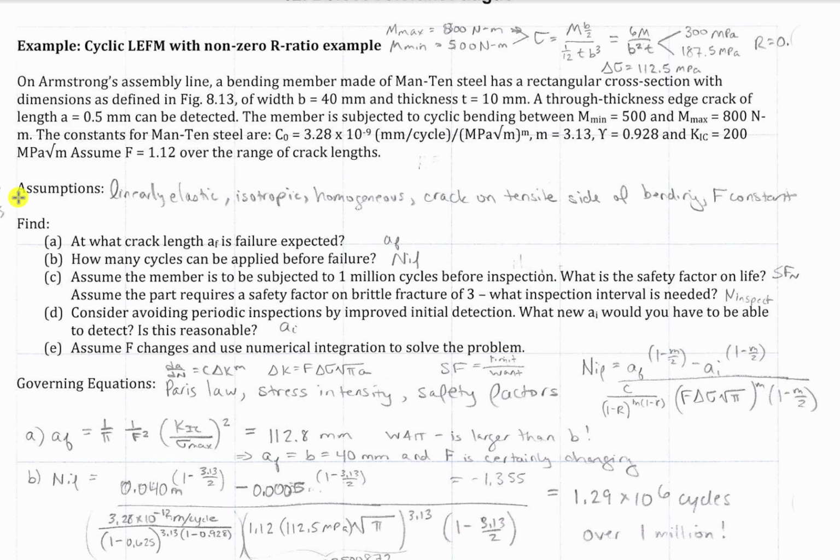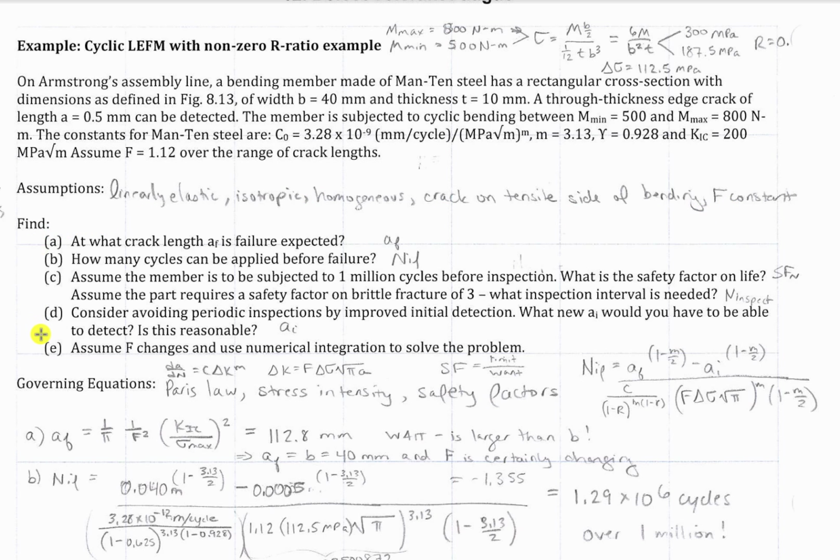So secondly, we're going to talk about assumptions. The material is linearly elastic, isotropic, and homogeneous. That all goes into using any of these material properties that are listed here. Those are the assumptions that underlie those. Those are also the assumptions that underlie our My over I bending stress. And we're assuming that the crack is on the tensile side of bending, as in figure 8.13, which depicts the crack on the tensile side. And for the first pass through here, we're going to assume that F is constant.